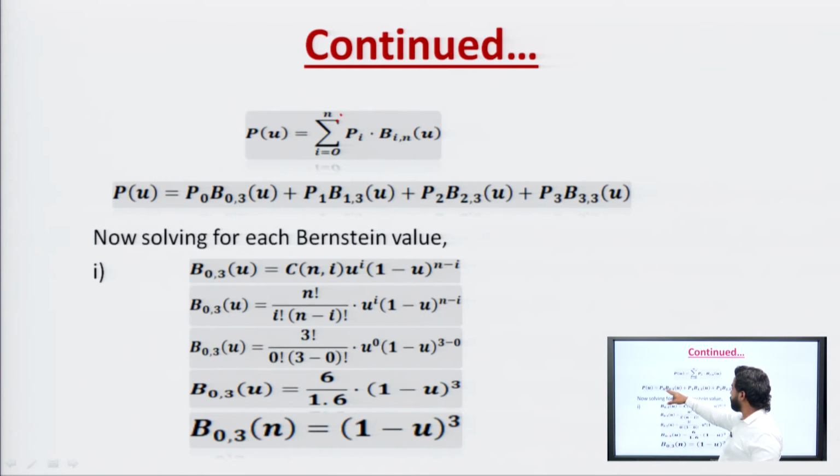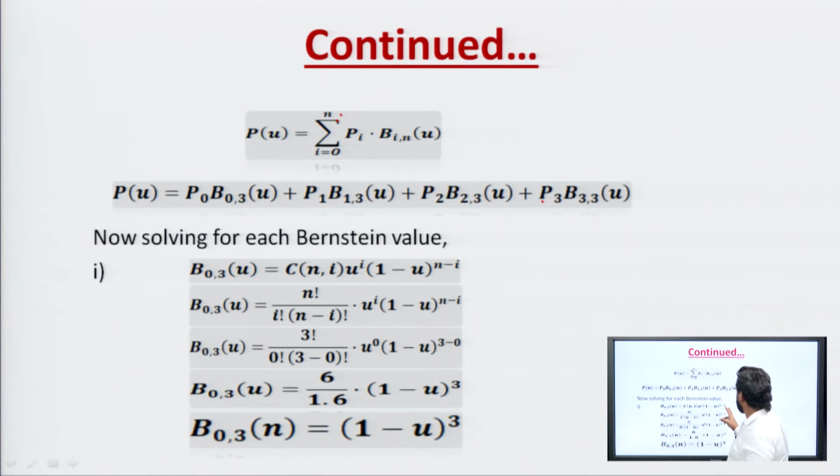Therefore, the value of i the first time is 0, and the n value is always 3. So we get P0 B(0,3)(u), then the next term P1 B(1,3)(u), and it will go till n, that is 3, P3 B(3,3)(u).